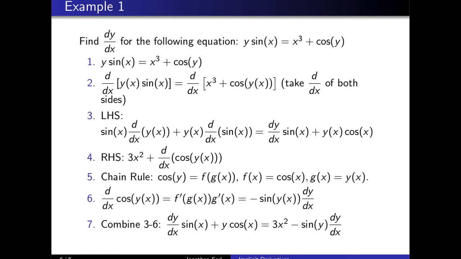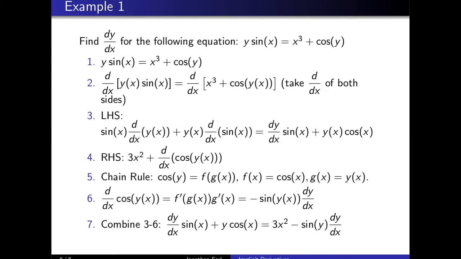On occasion, if you have to do a chain rule twice, maybe it's some y of something simpler, but usually g is just y. Okay, so f prime is then minus sine, and g prime is dy by dx. So the derivative of x of cosine of y of x is our f prime of g times g prime, so minus sine of y times dy by dx. So when we combine our left and our right hand sides, we get dy by dx times sine of x plus y cosine of x equals 3x squared minus sine of y dy by dx.